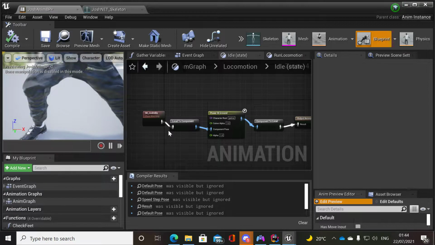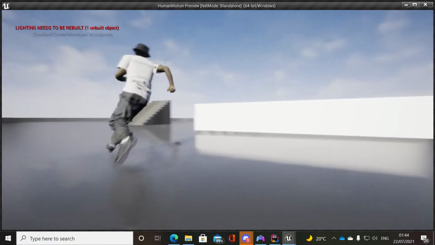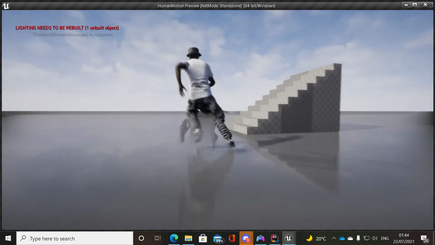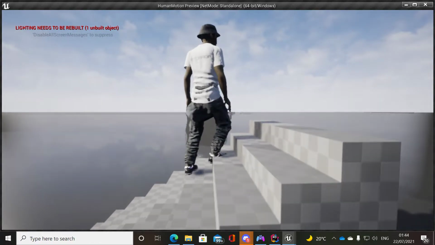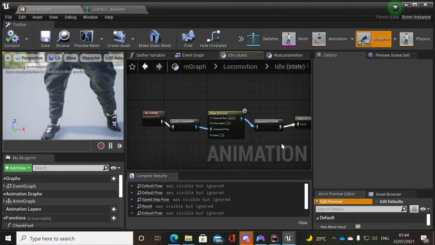I actually think that variable works vice versa. I think the higher the number, the faster. Oh, the higher, okay. So here, yeah, it moves out really, really slowly.